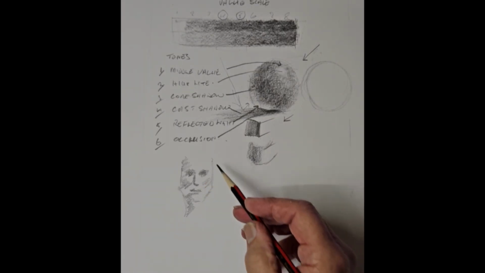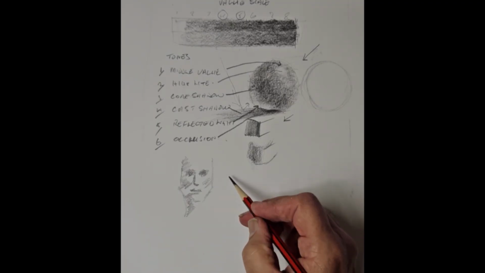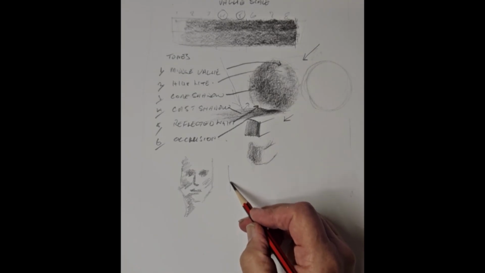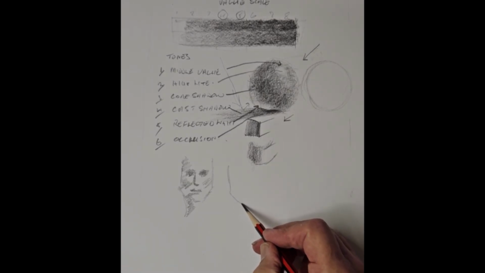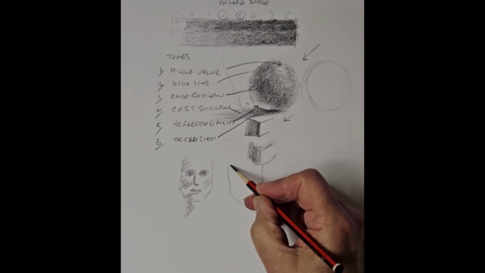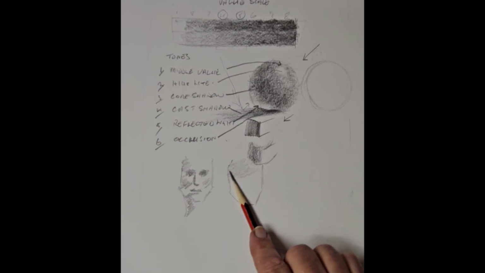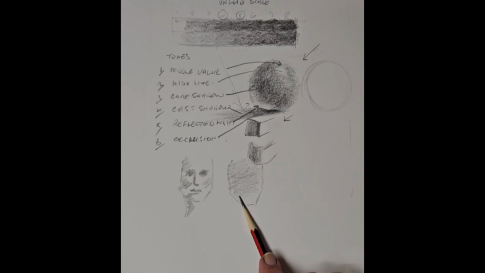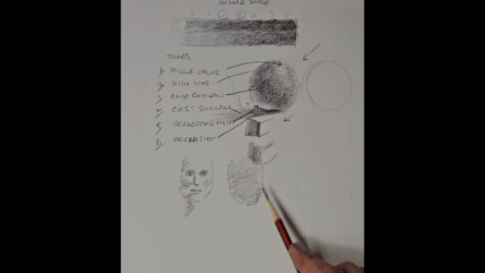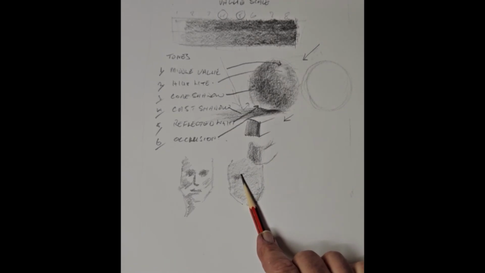If I can connect those values, the thing becomes more lifelike and also actually easier to draw. So if I do an outline of a head, at this time I'll start with a middle value. And I re-emphasize that I can choose to have a really light middle value or really dark middle value. It's my choice. Now I'll put in the eye sockets.